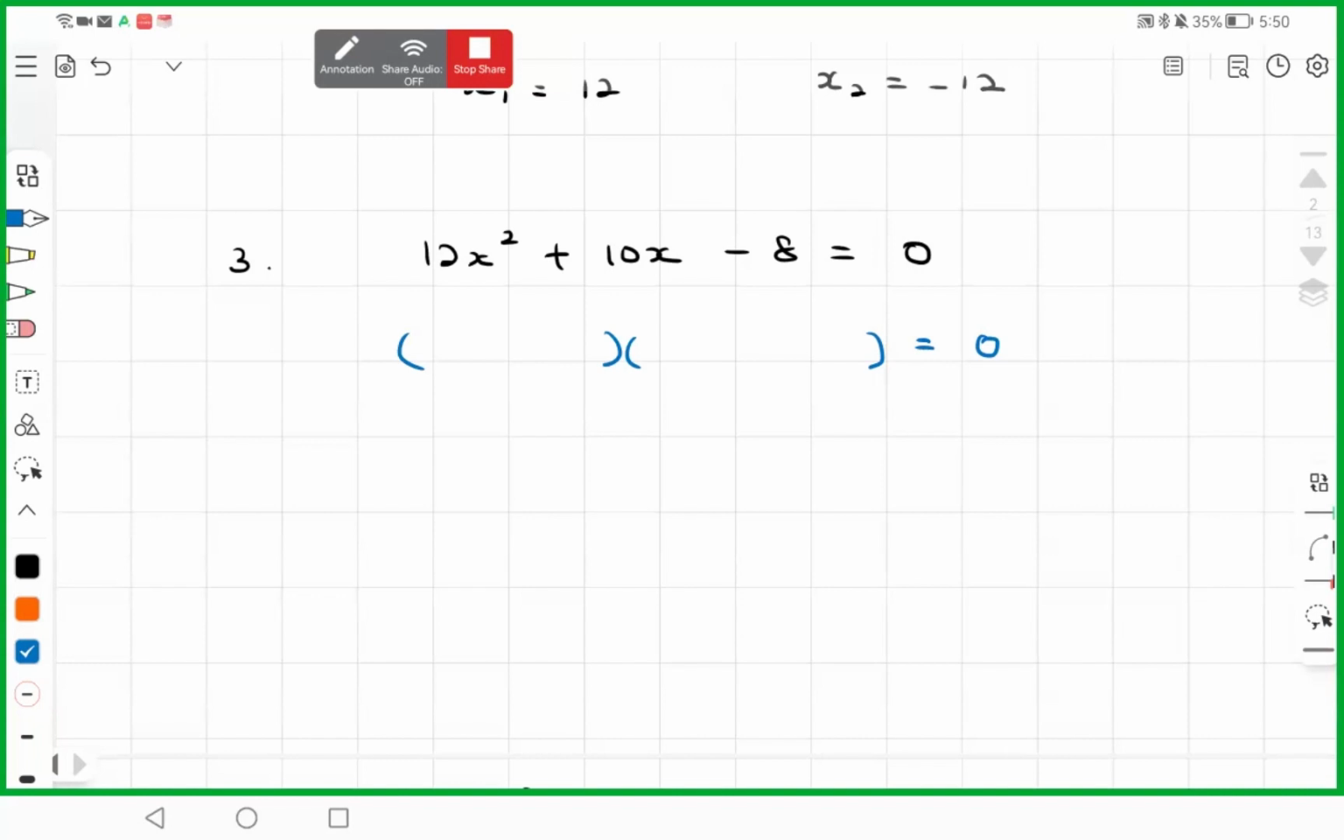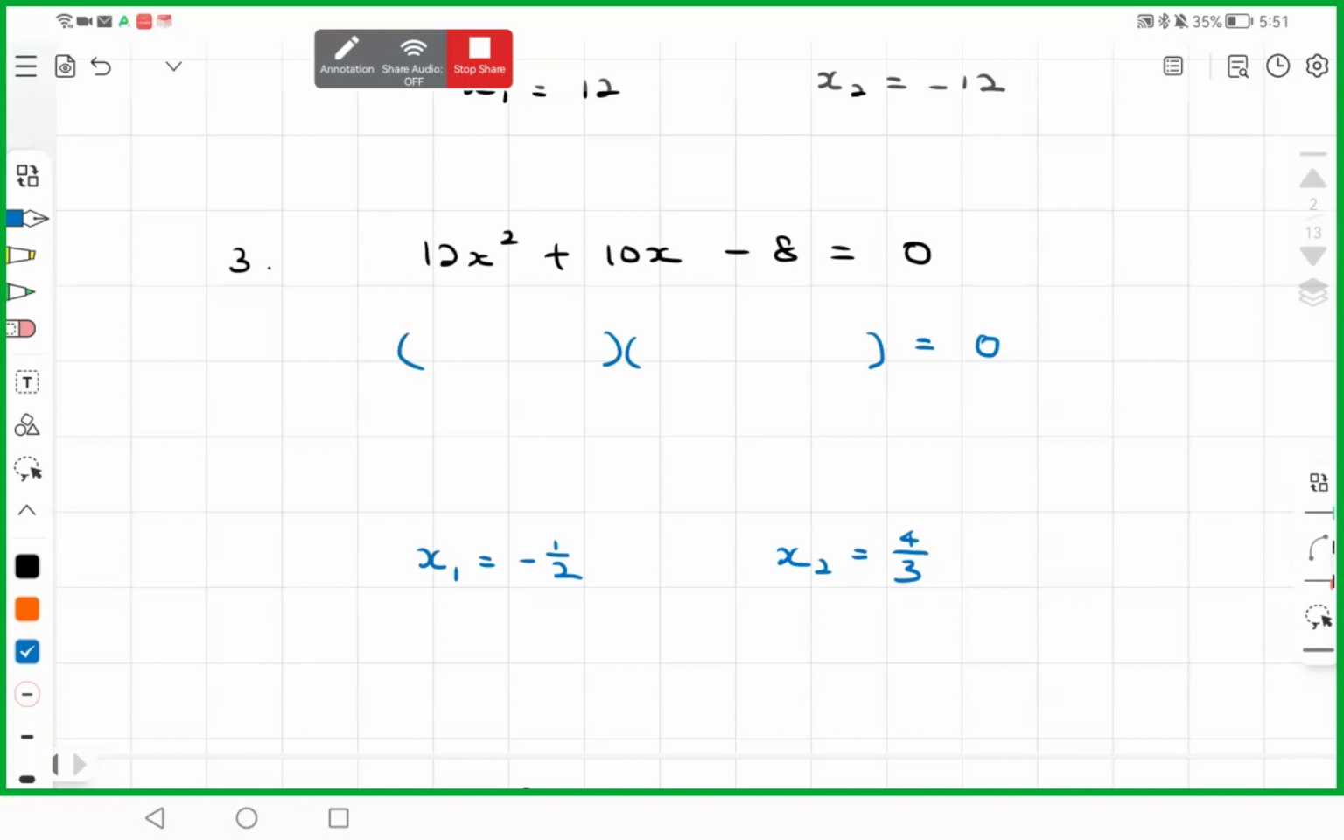Okay, so I got the answer here. X1 is negative 1 over 2. X2 is positive 4 over 3. Okay, great. The answer, positive 1 over 2, right? I think the symbol is reversed. Or did I key in wrongly? Oh, this is your answer in factorization in the bracket, right? The answer, okay. I got it.